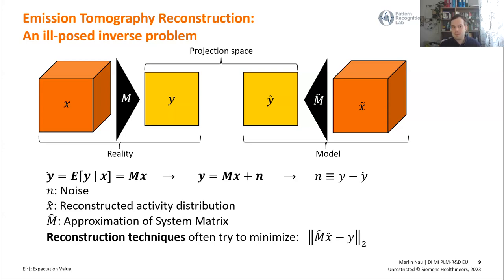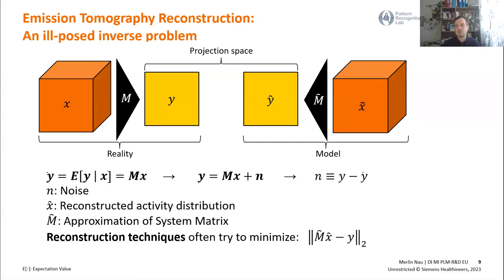What is really a big problem in emission tomography is that it is an ill-posed inverse problem. And this is due to many reasons, but one of the primary reasons is that we have noise coming into our measurements. And this is commonly expressed with additive noise. So our measurements are comprised of the system matrix times the true activity distribution plus some kind of additive noise. So if we wanted to actually get back to our true activity distribution, we would have to do a lot of measurements and a lot of reconstructions so that we end up with the mean or the expectation value of our true image, or our true activity distribution.